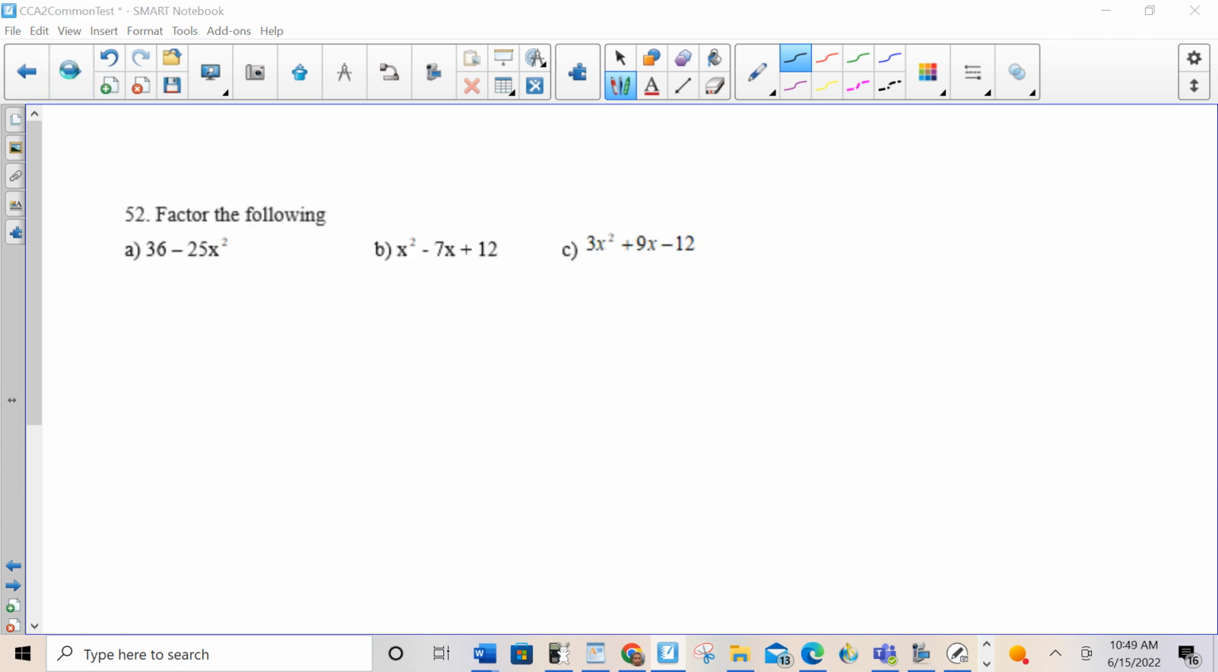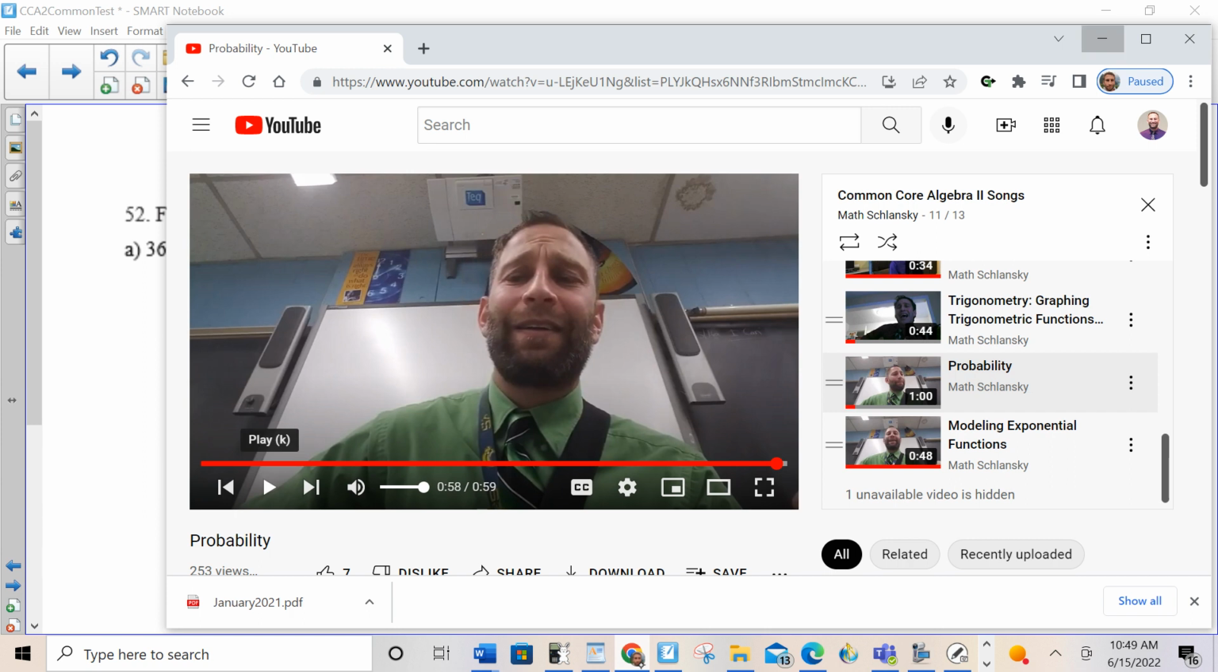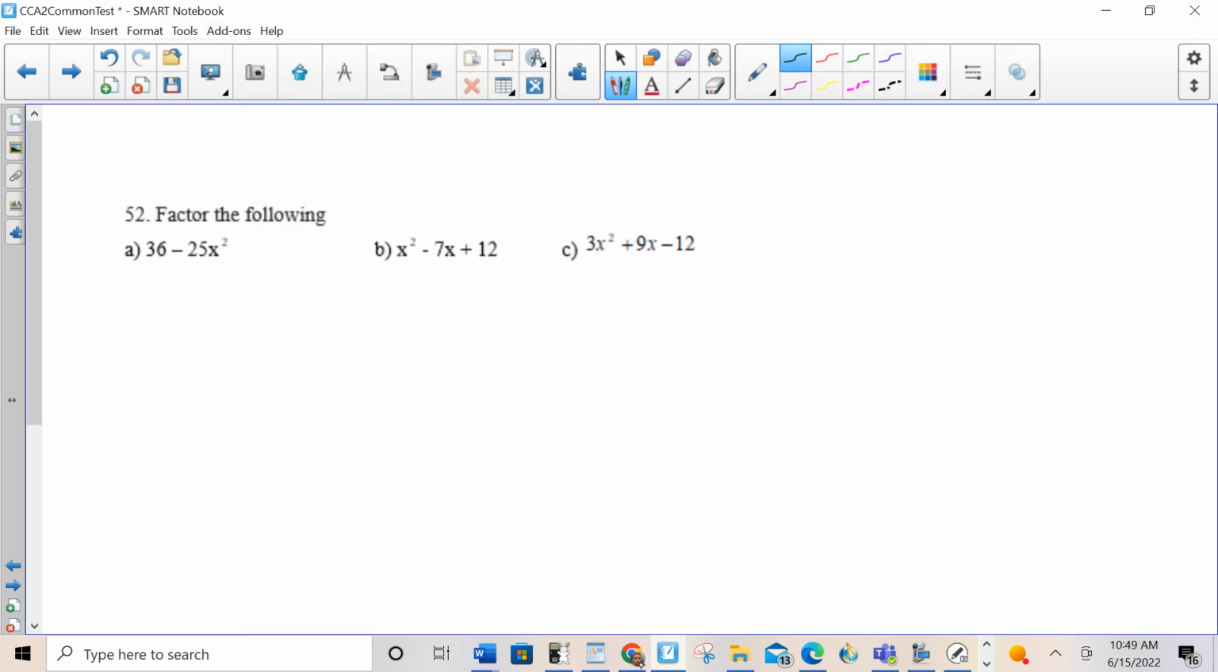Factoring. All right, now we get into the real algebra. Should I make a separate video for this? I think I should. I think I should end it and make a separate video for the algebra. And that's what I'm gonna do.